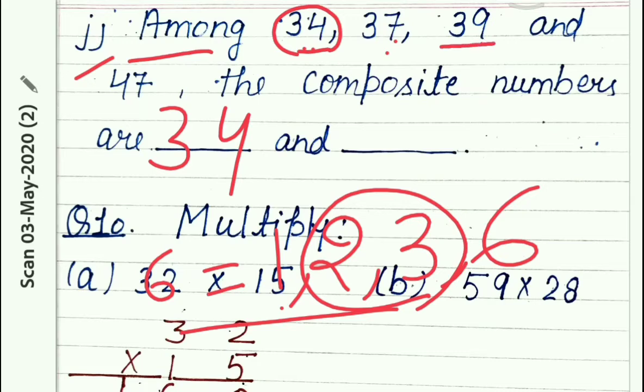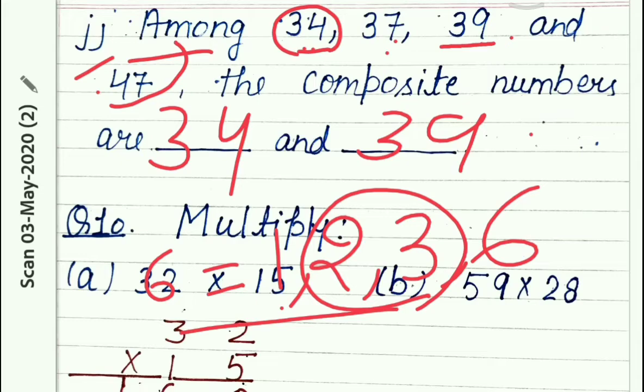39 is also divisible by 3 and 13, so it has more than one factor apart from 1 and itself, and therefore 39 is a composite number. Next, 47 is not divisible by any number; it is divisible only by 1 and itself, so it is a prime number. Is that clear?